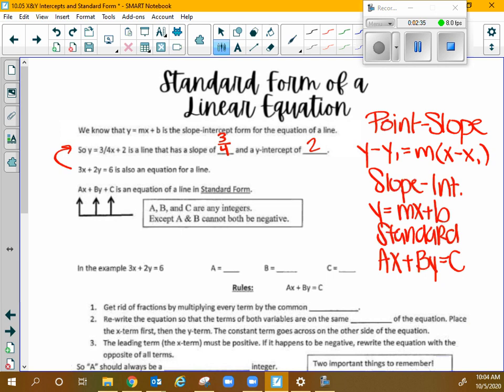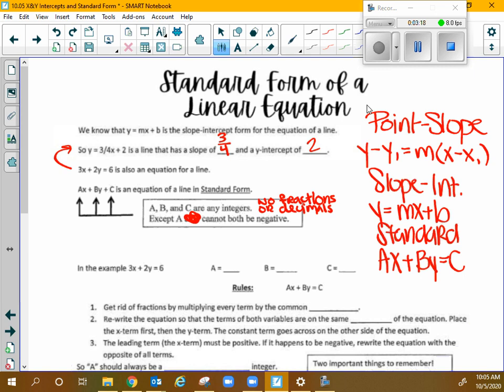Okay, so A, B, and C are any integers, and A, not B, cannot be negative. So if I'm talking about integers, 3/4 is not an integer, right? Which means that you cannot have fractions or decimals. So when I start manipulating 3/4 x plus 2, that 3/4 has to be dealt with because I can't have fractions.